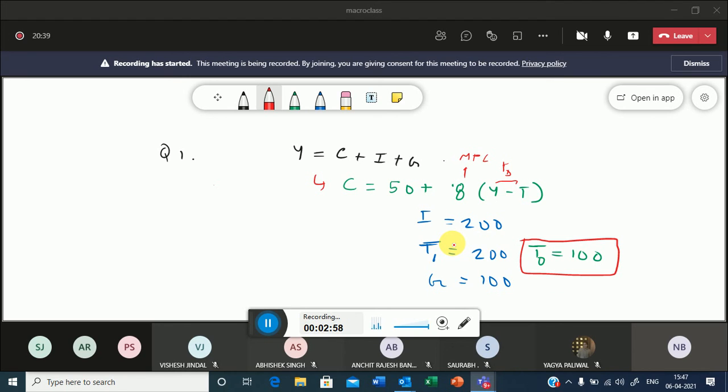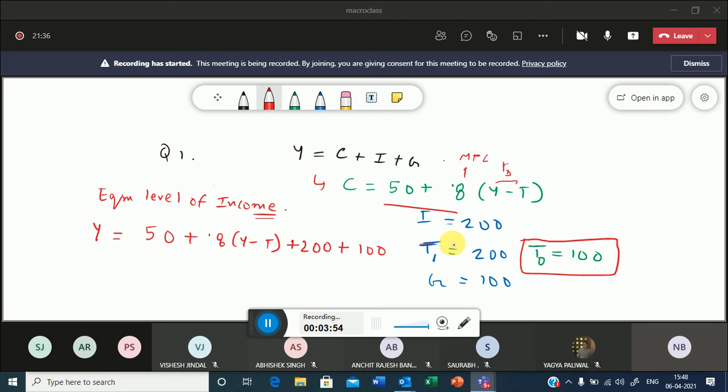I have also given you some additional information: your investment is 200, the original tax which the government is imposing is 200, and the government expenditure is 100. My question was, how do you find the equilibrium level of income? What you have to do is put in the values. Instead of C, I put 50 plus 0.8 times (Y minus T). Instead of I, I put 200. Instead of G, I put 100, because G is given as 100. And the original T is given as 200.